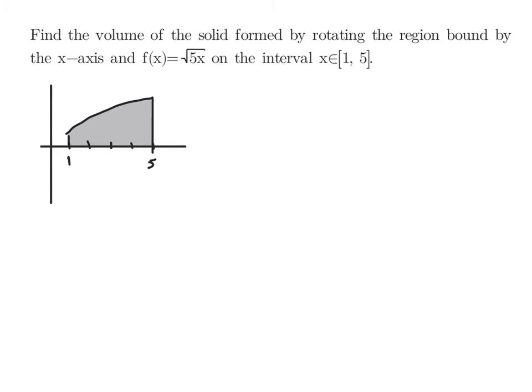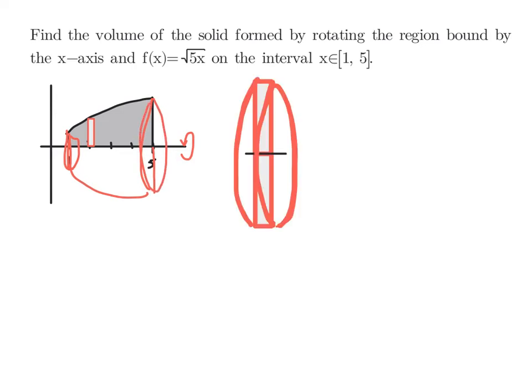So let's say we want to find the volume of the solid formed by rotating the region bound by the x-axis and f of x equals the square root of 5x on the interval from 1 to 5. So here I have it graphed, and here is our representative rectangle. We're going to take the region and rotate it around the x-axis. When we do that, everything will mirror itself below and will rotate like this.